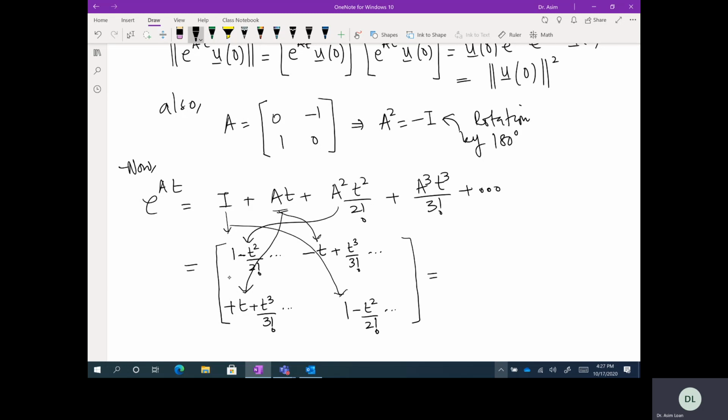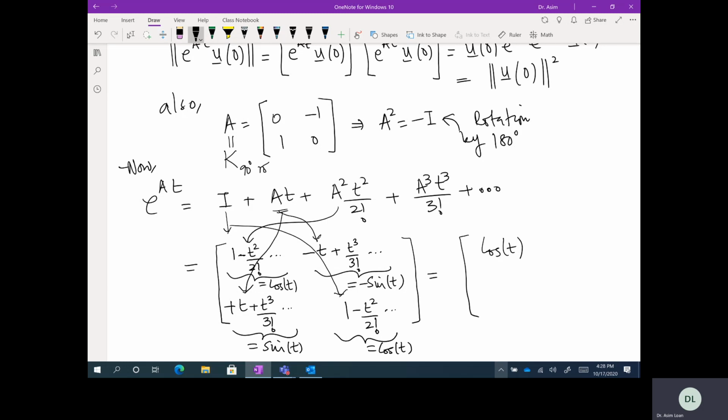And this one, by the way, is equal to cosine of t. It's an even function. This is minus sine of t. This is sine of t. So this is actually the same matrix we found in the above example. So this is, by the way, k, 90 degrees rotation. This is 180 degrees rotation. So cosine of t, minus sine of t, sine of t, and cosine of t.